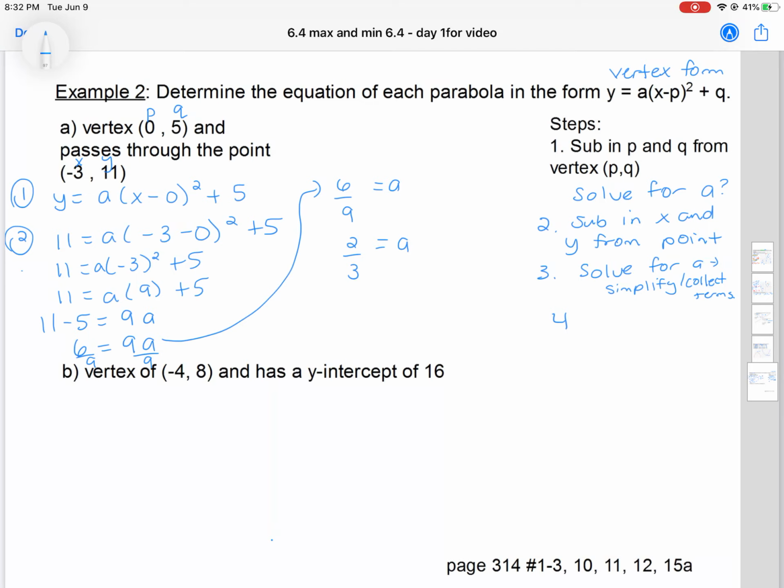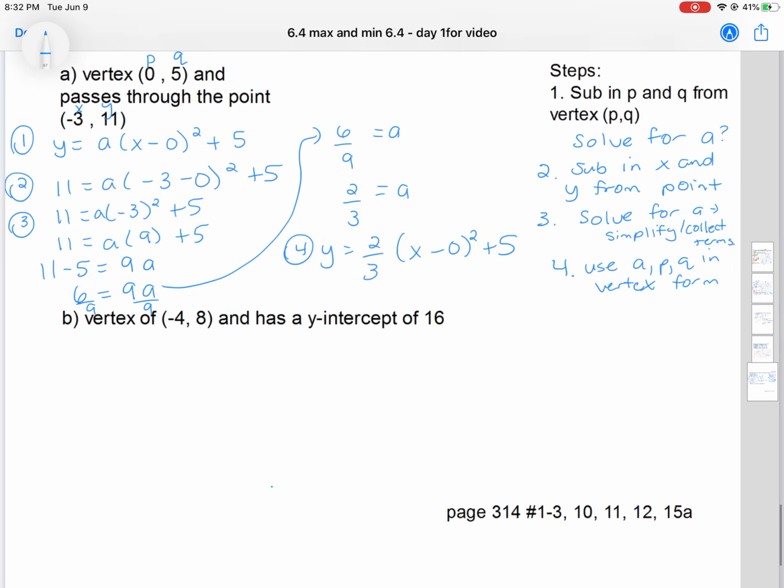So sub in and then simplify, and then step number 4, use A, P, Q in vertex form. Okay, so now we have our A value is 2/3, x minus P is 0, plus 5. And you know what? You can even just leave it like that, okay? So we're going to do the same thing.